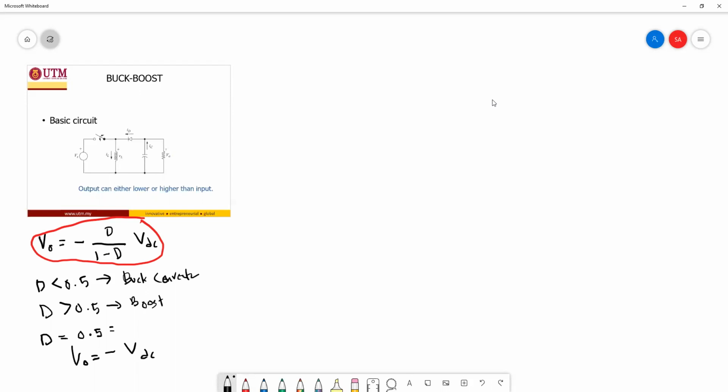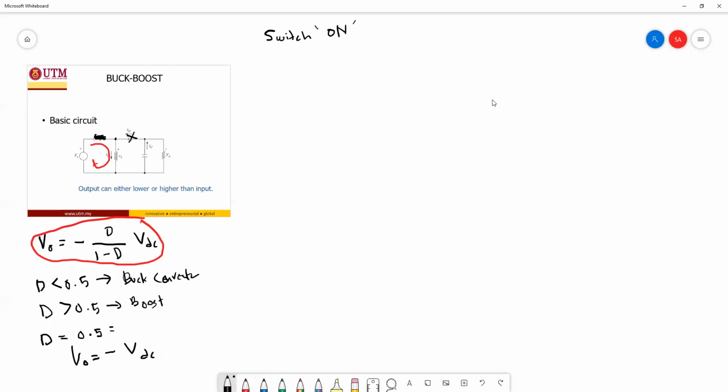What you need to do is to analyze the circuit under two conditions: the switch on and the switch off. We go for the switch on first. What happens to the circuit when the switch is on? We consider this one turned on, closed. Definitely this side will be more positive compared to this. This means that this diode will be reverse biased, so the current will flow inside the inductor, and it will charge the inductor.